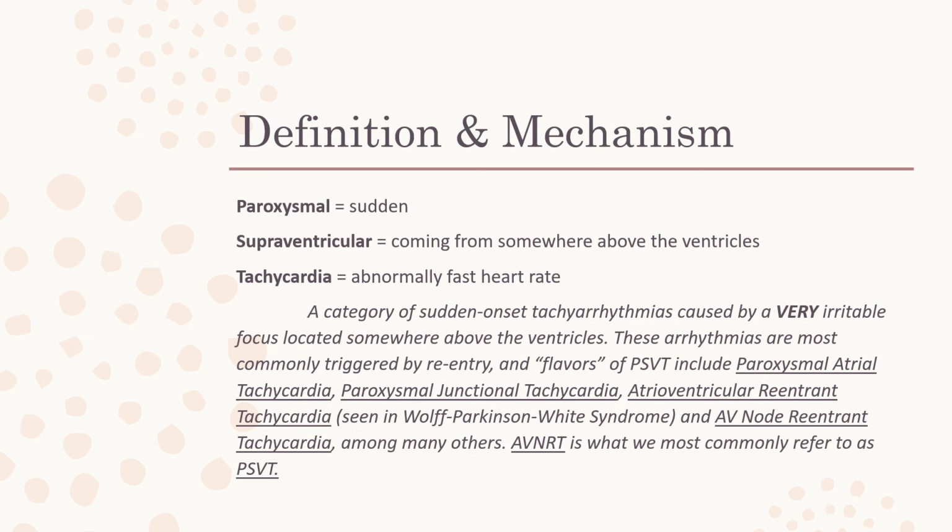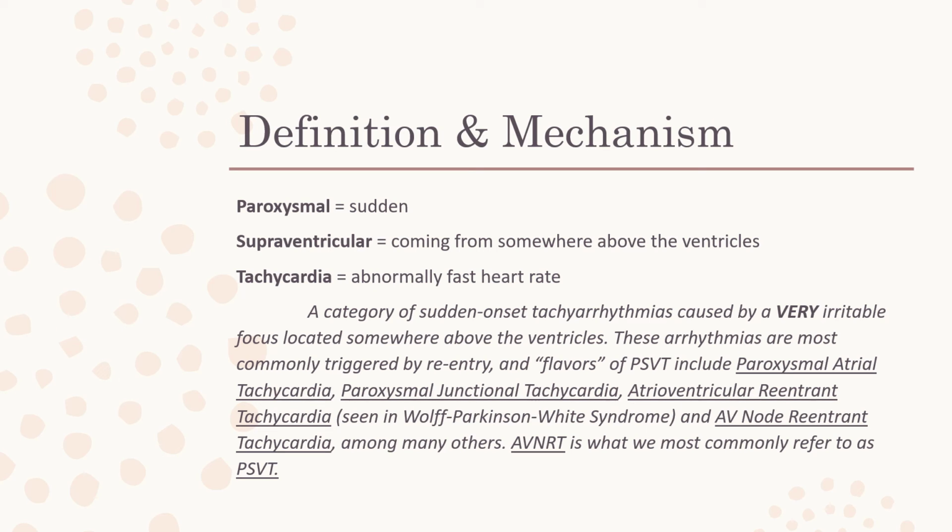Paroxysmal means sudden, supraventricular means coming from somewhere above the ventricles, and tachycardia is an abnormally fast heart rate. So if you look at tachycardias, this is a category of sudden onset tachyarrhythmias caused by a very irritable focus located somewhere above the ventricles. These arrhythmias are most commonly triggered by the re-entry phenomenon that we just talked about.